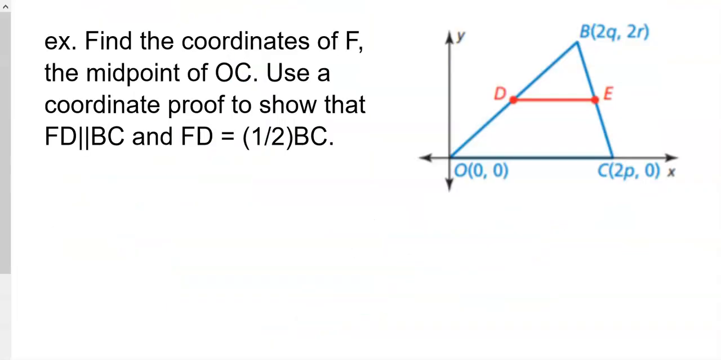Our last problem is similar. Again, we're using a coordinate proof here, so same sort of idea, using our various theorems that we've done and formulas on the coordinate plane. But the only thing that's a little different here is if you look at the ordered pair B and you look at the ordered pair C, it doesn't have integers. It has variables in there, P, Q, and R.